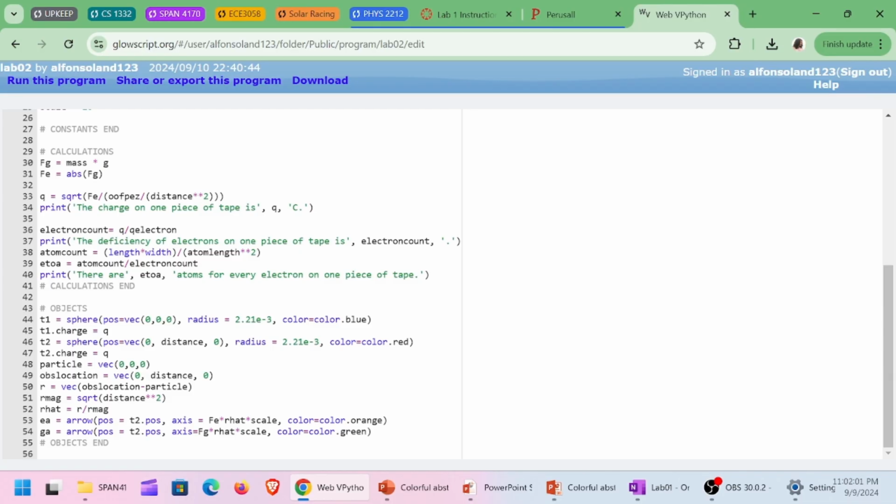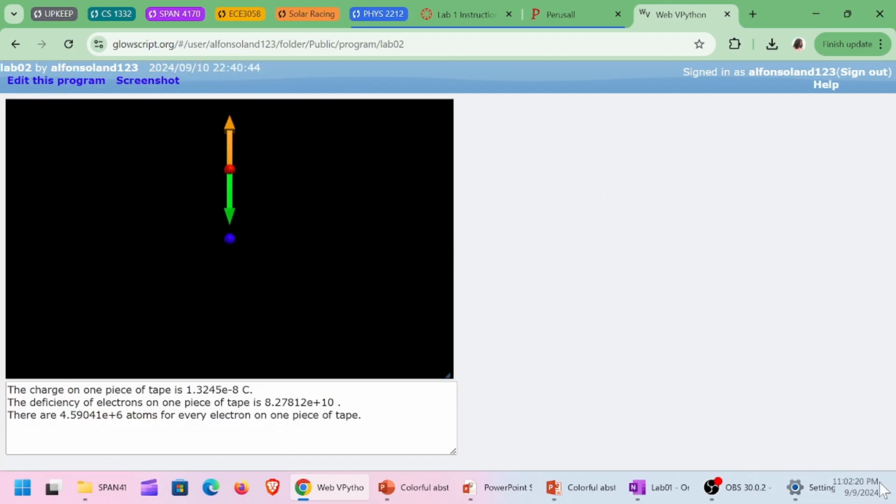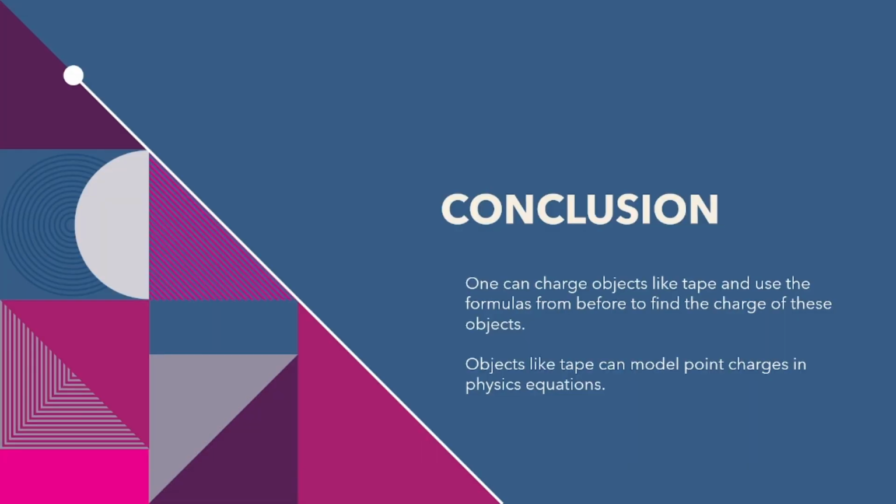And then if we want the electron count, it would just be Q divided by Q electron. And then if we want the electrons to atoms, we just divide the atoms by the electrons. And that's how we got our GlowScript code to run. My bad for not explaining that before getting to the conclusion, but let's get back to it.